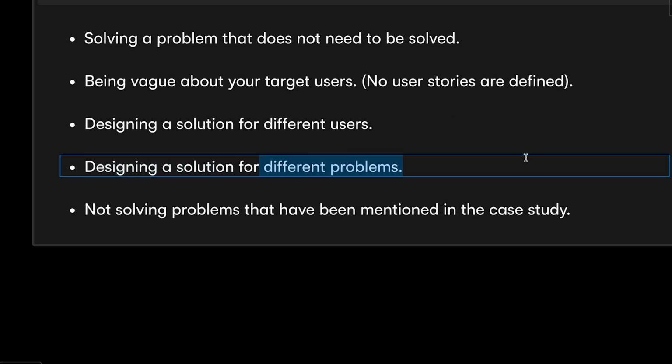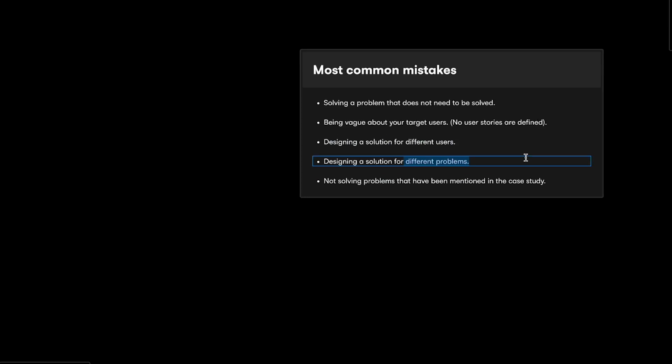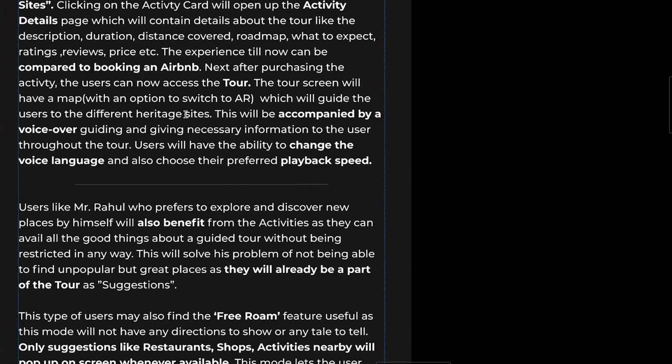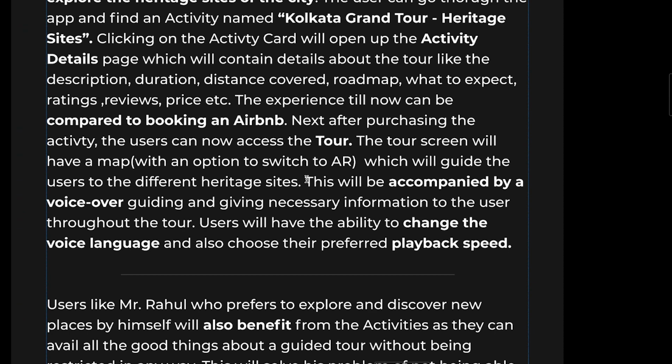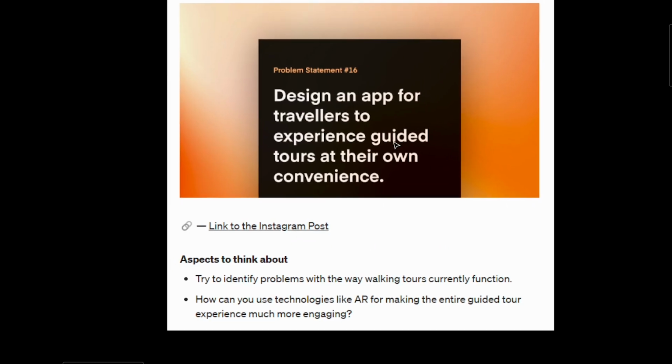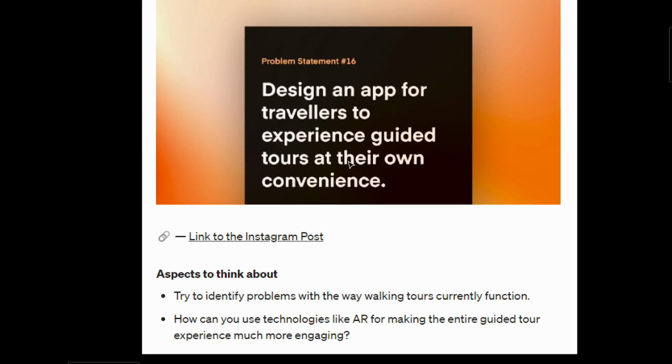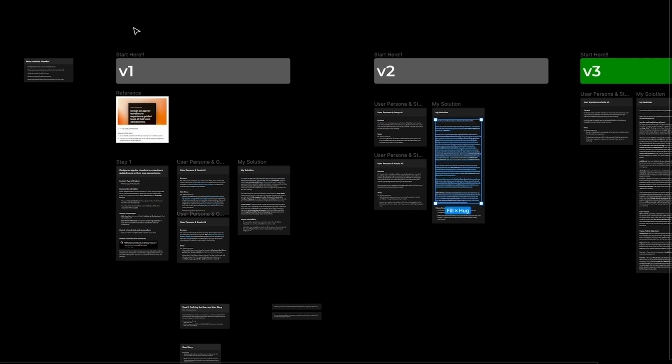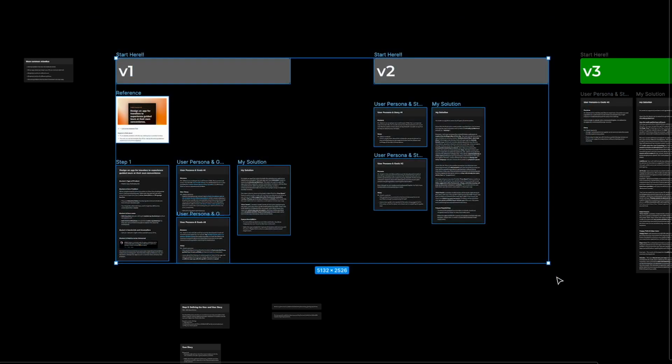And coming back over here to the list of problems, right? Designing a solution for different problems. This is the mistake, because if I were to come over here and look at this, accompanying by a voiceover, all right, giving instruction throughout the tour, the main problem that this will solve is, if I come over here, enabling people to take tours at their own convenience. This is the biggest use case to have this entire app itself. And having it on your own convenience, taking the time you need, is not covered in either of these two versions, right? That is the biggest problem.